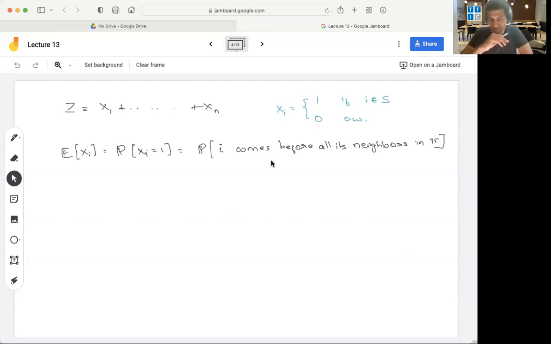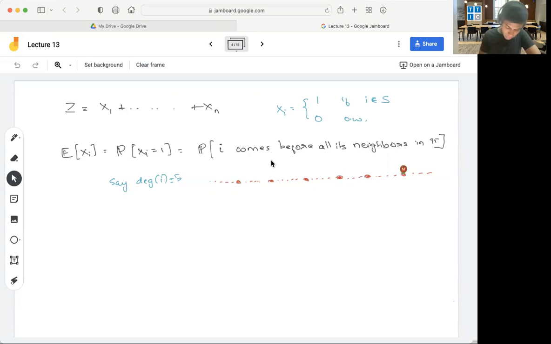So if the degree of this vertex is 5, then all we need to look at is the ordering of these 6 vertices. There might be all the other vertices in the graph present on this line, but we don't care about them.